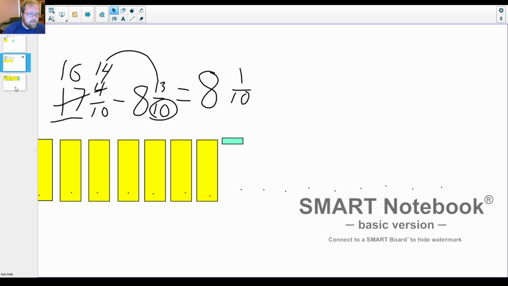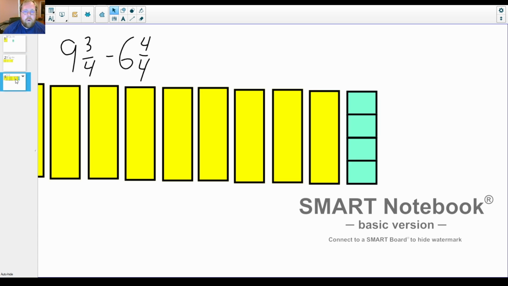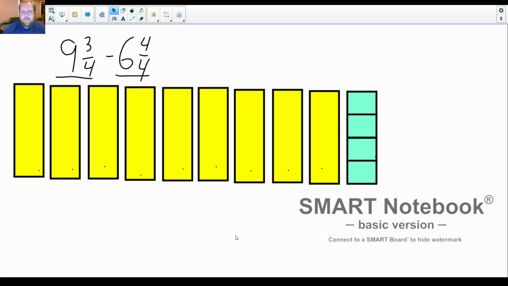And finally, to end on something that will make a lot more sense, we're going to do fourths. So 9 3/4 minus 6 4/4. 6 4/4 is really saying the same as 7, right? So let's see what we have here. So we can't do 3 minus 4 just yet. So you tell someone at home, what are you going to do? We're going to take away from the 9. Very good. So this is going to become an 8.